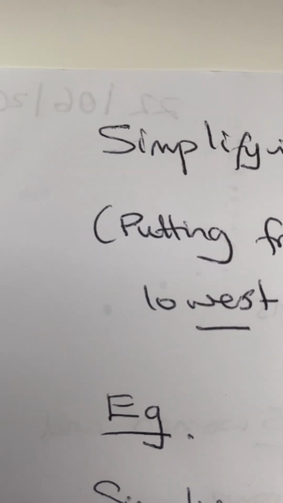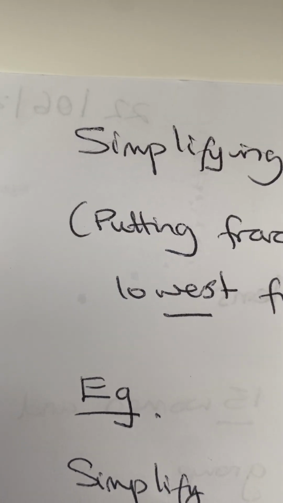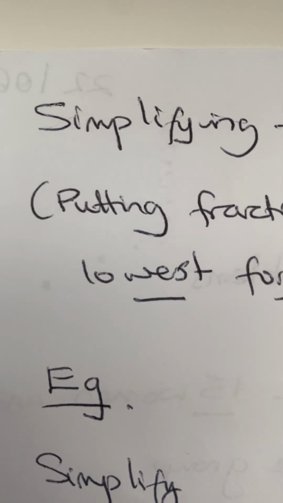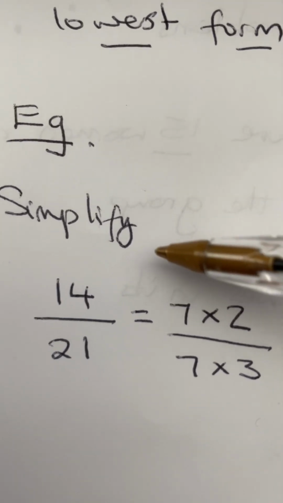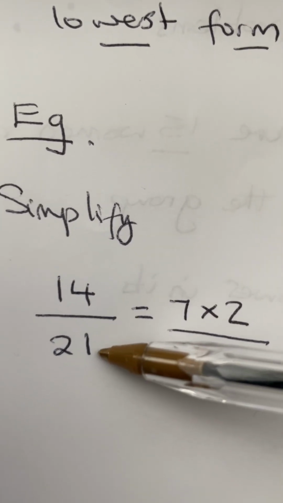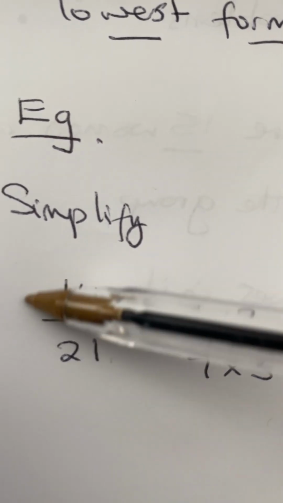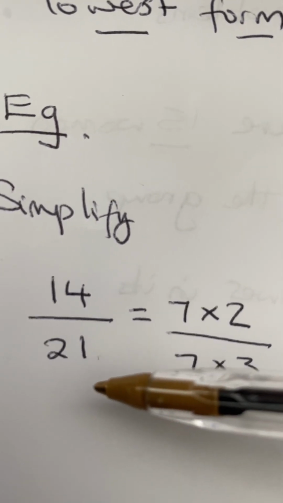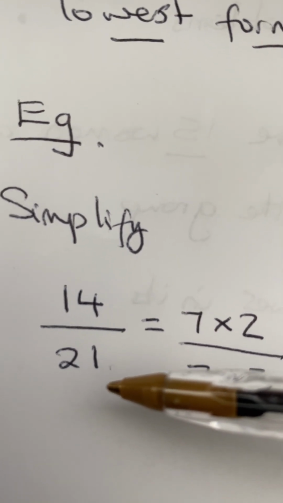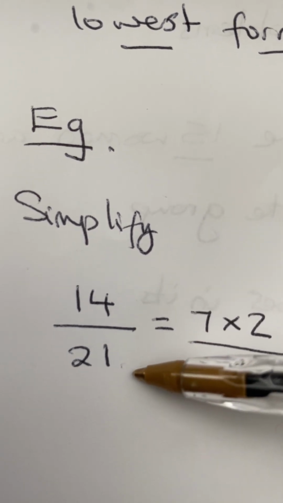Okay, so now, simplifying fractions and putting fractions in the lowest form. That is just what I've talked about, but I have an example here for you. Okay, 14 out of 21. It looks bulky, or like big figures, if it's in a question. But look at 14 and look at 21.